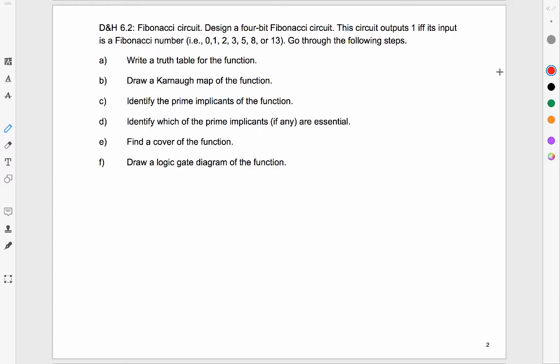In this example, it's a Fibonacci number circuit. You have to write the truth table, write the K-map, identify. You should be very comfortable with what is a prime implicant, what is an essential prime implicant, finding a cover, namely a set of prime implicants which are minimal in some sense, and drawing the logic diagram. Usually I will give you some specification as to what gates are okay to use or not to use.